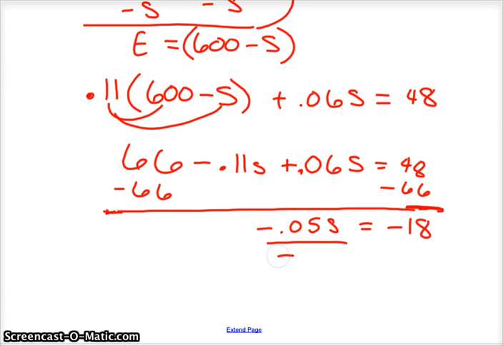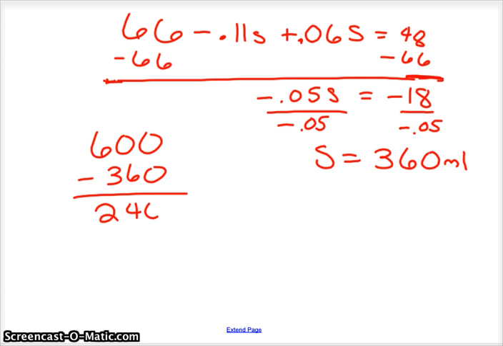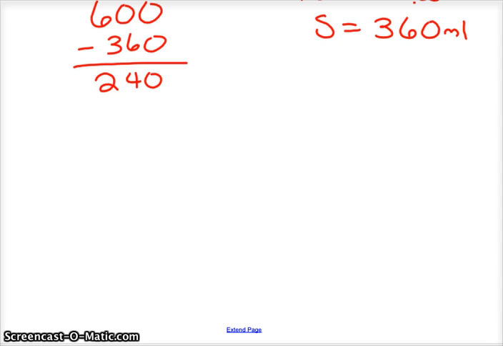Then you would divide by negative 0.05. And so we know that S, which is our 6% solution, is going to be 360 milliliters. And so in order to find E, we know that there's 600 total, so 600 minus 360 milliliters leaves us 240 milliliters of the 11% solution.